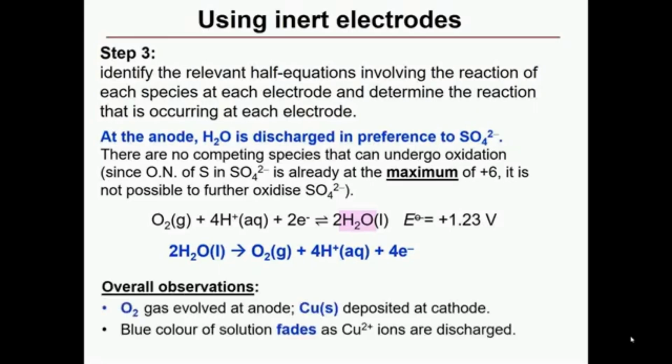Overall observation would therefore be oxygen gas liberated at the anode and copper solid deposited at the cathode. The blue color of the copper sulfate solution slowly fades away as the copper(II) ions are discharged.